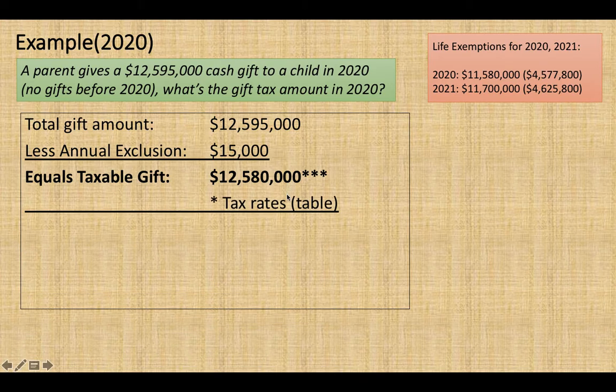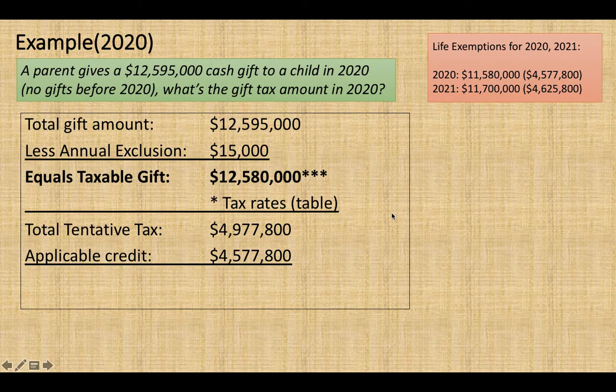After you get this taxable gift amount, you apply the tax rate. The tax rate is the table we were looking at, right? Using the tax rate, we can get the total. This is called the tentative tax amount. This is the total tax amount on this. But we are not going to pay this much tax because we have the exemption amount, right?